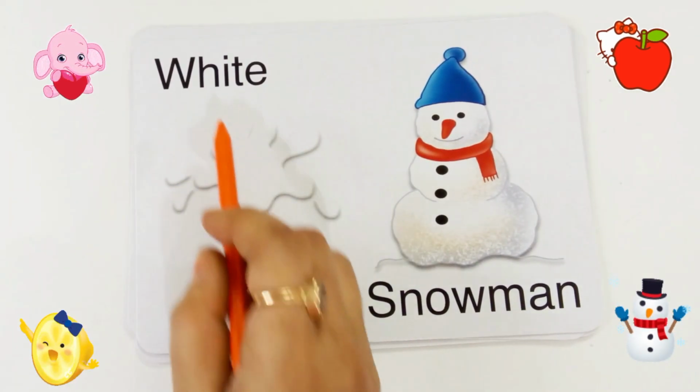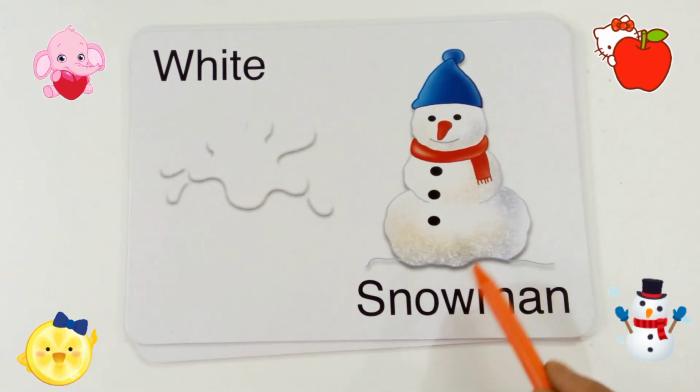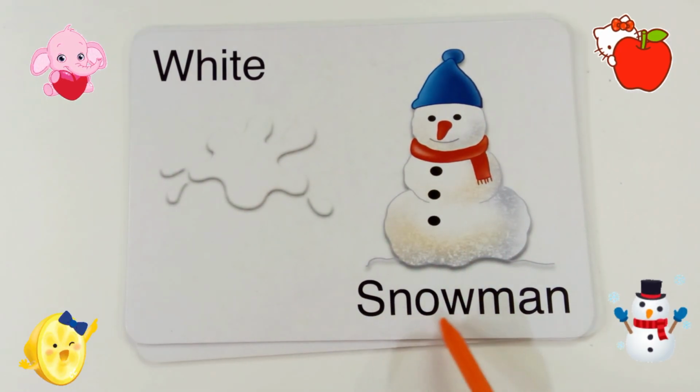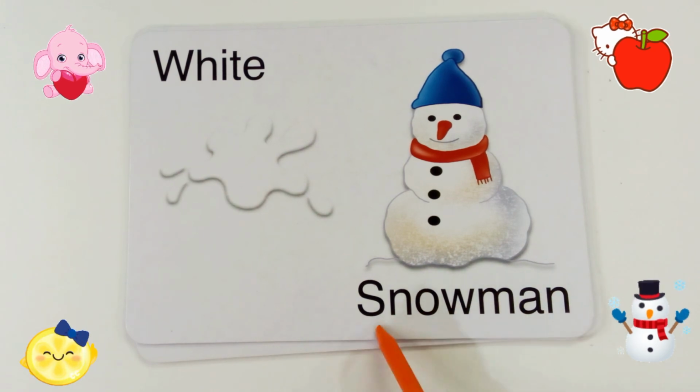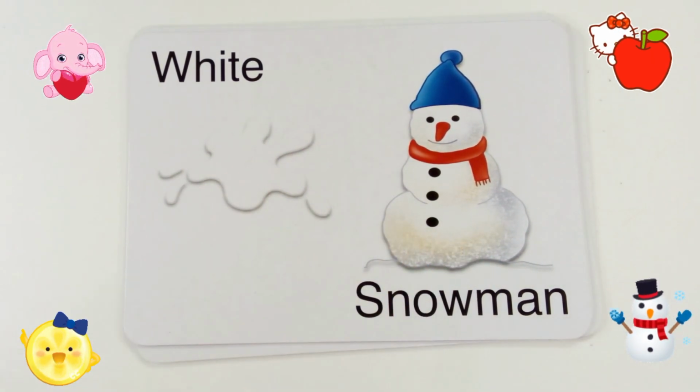This is white. W-H-I-T-E, white. This is white color. And the example is white snowman. S-N-O-W-M-A-N, snowman. White color, white snowman.